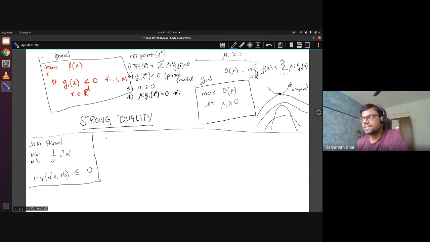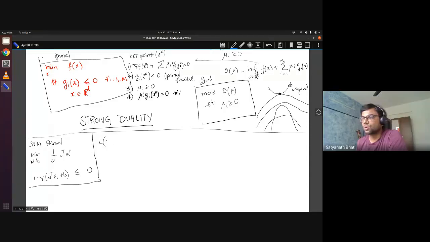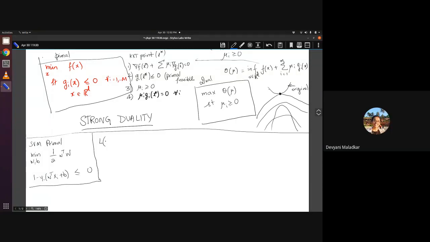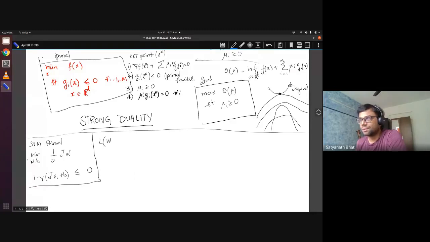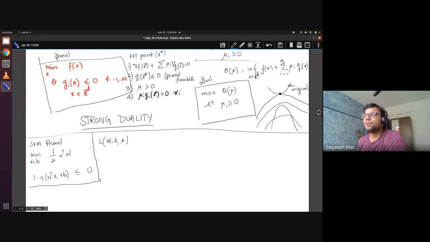At least tell the easy part of the Lagrangian, right? What is the function? Lagrangian is a function over what? What are all the three things that are part? W transpose W is the first term. Yeah, so before that, what are the variables in the Lagrangian? X and mu. W, B and mu. Okay, so W, B and mu.